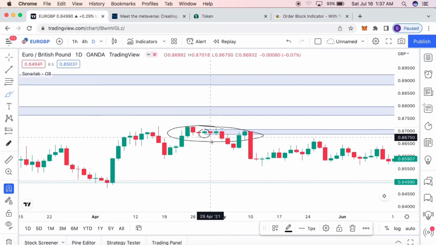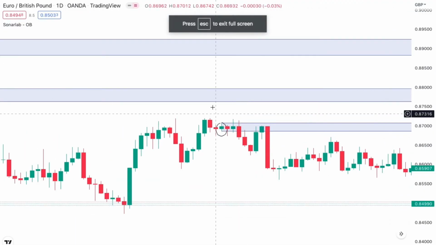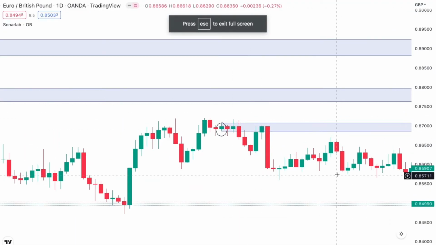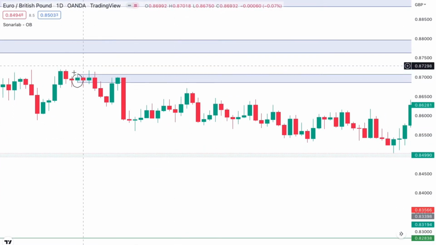So this indicator, called order blocks with signals, will do the work for you to identify the signal. It will tell you this is the zone where banks are going to put in liquidity. So when you add the indicator, it will mark the zone for you.